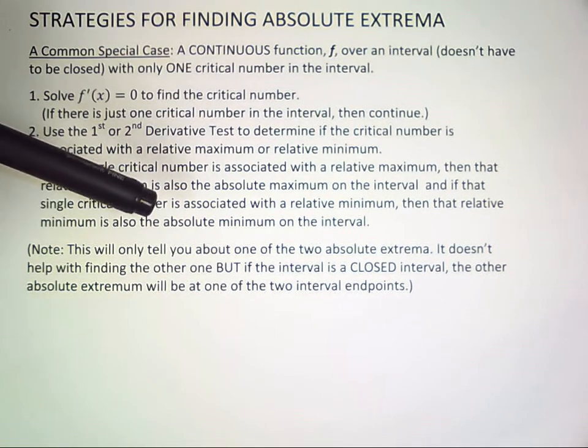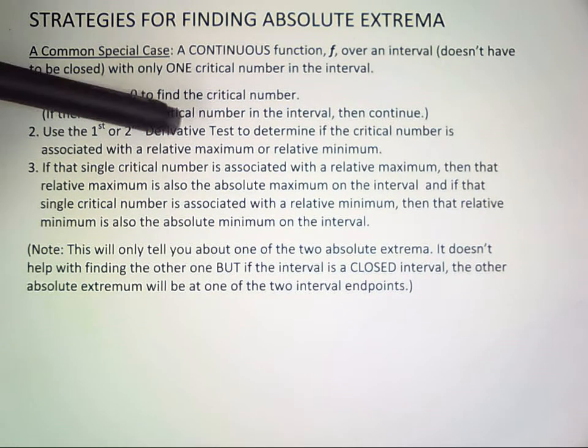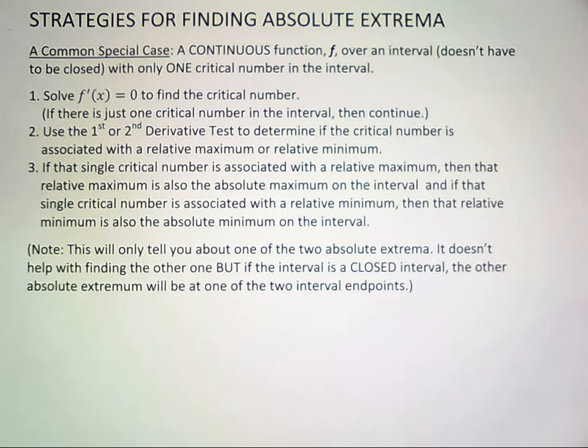And if that single critical number happens to be associated with a relative minimum, again by having used the first or second derivative test, then that relative minimum is also the absolute minimum on the interval. Now, a couple of things. First of all, this is a very special case, but it's fairly common, but it only applies when you have a continuous function over an interval where there's only one critical number in that interval. If you have two critical numbers in that interval, this doesn't work.